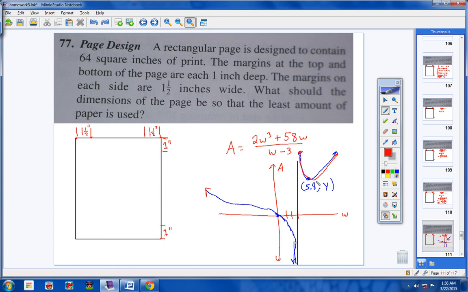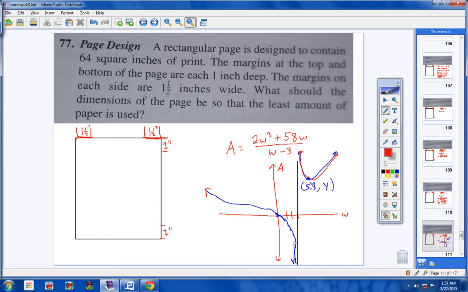So I've got a vertical asymptote of 3. I know there's no way that my width can be less than 3 because, my goodness, students, look, I've got a margin here of 1.5, a margin here of 1.5. That's 3 inches alone. I can't have less than 3. So I know I'm looking over here to the right of 3. Okay, and it says what should the dimensions of the page be, so that the least amount of paper is used. The least amount of paper.